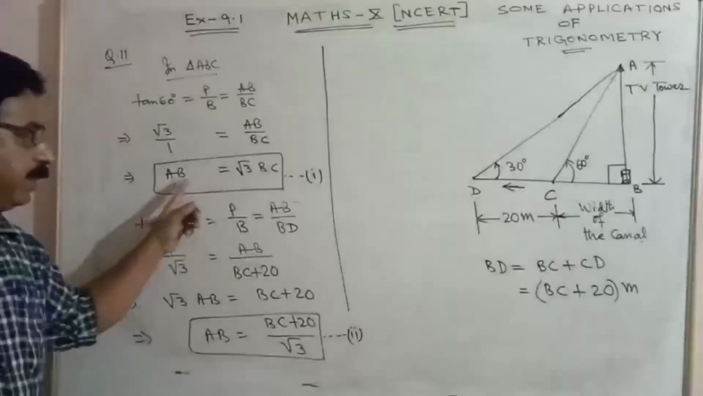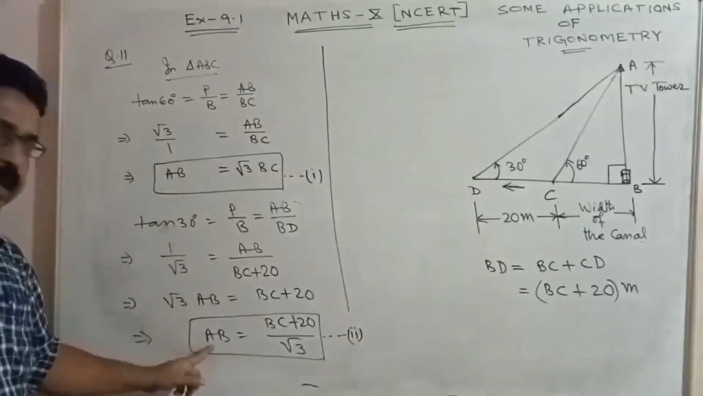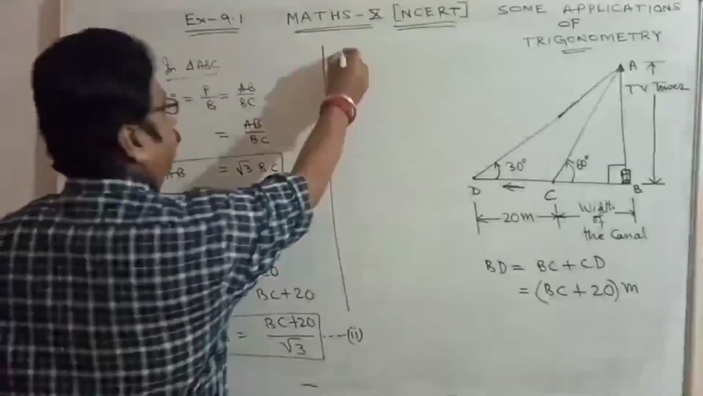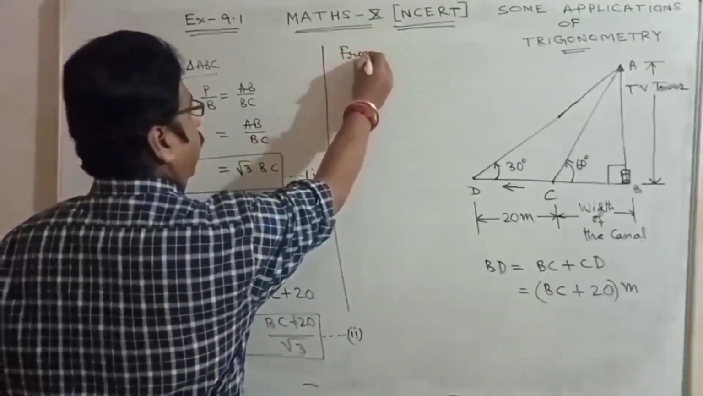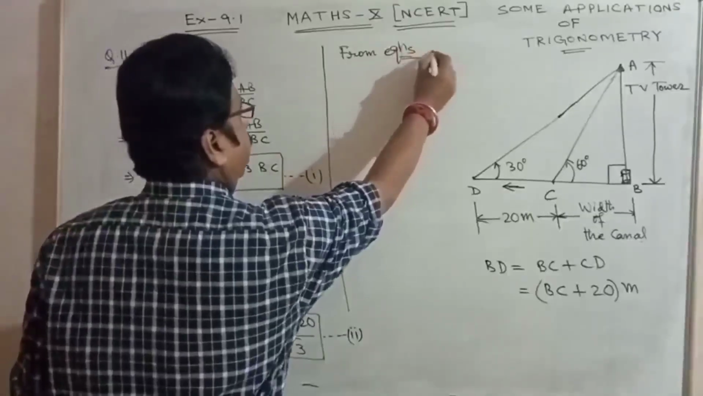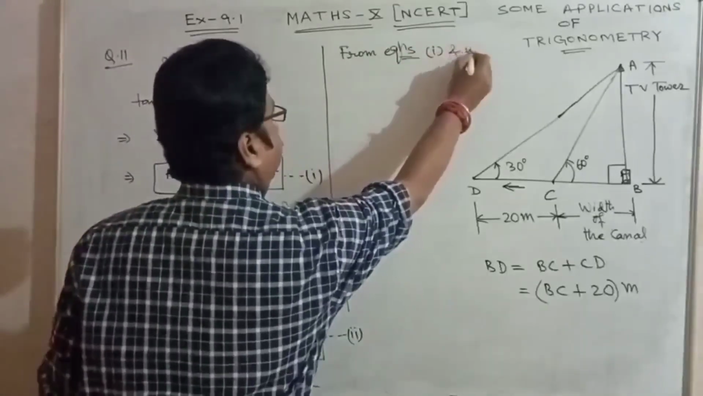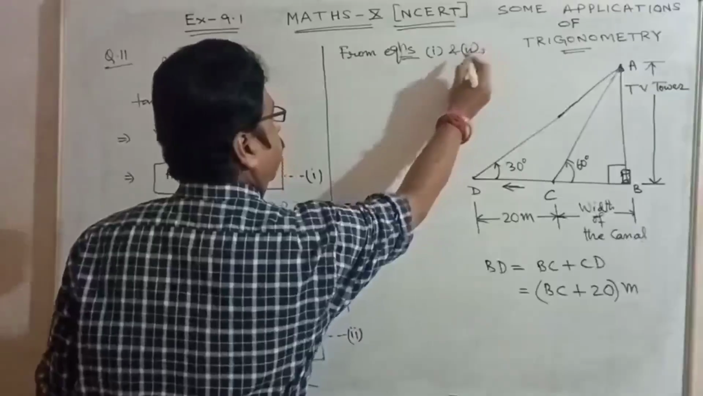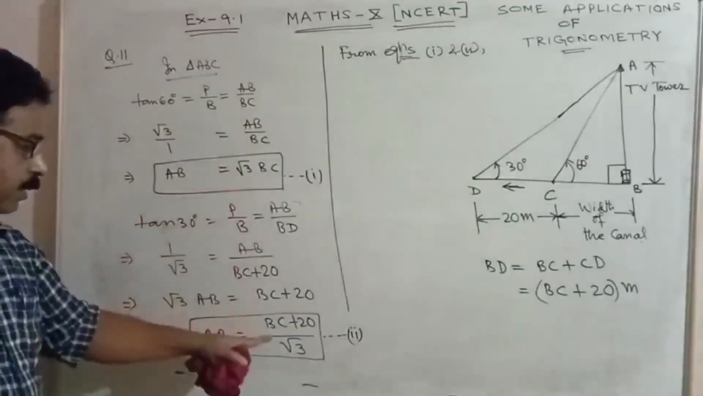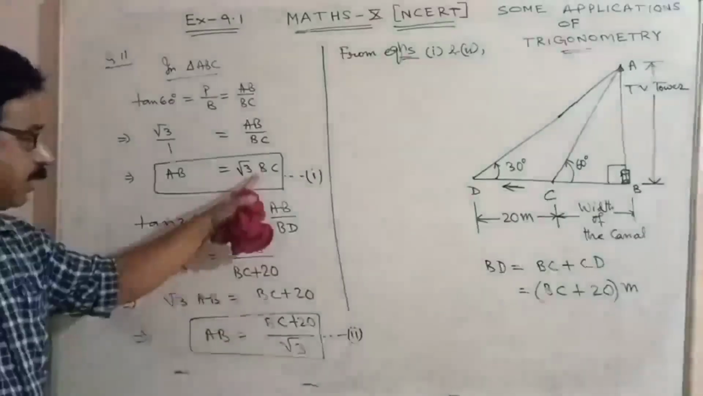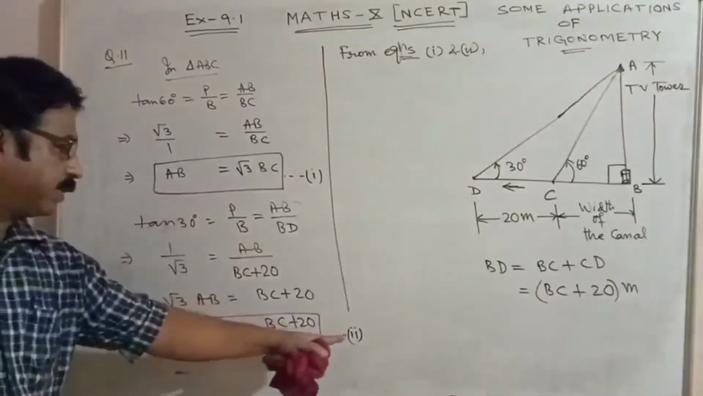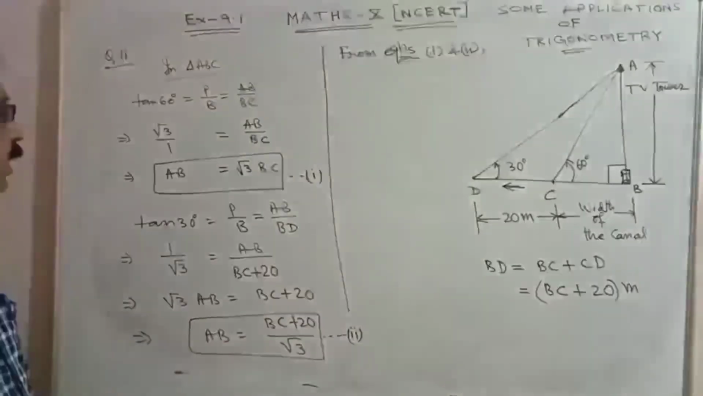AB equals root 3 BC, and AB equals BC plus 20 upon root 3. From equations 1 and 2, the right side of equation 1 will be equal to the right side of equation 2, because the left side of equation 1 is AB, and the left side of equation 2 is also AB.